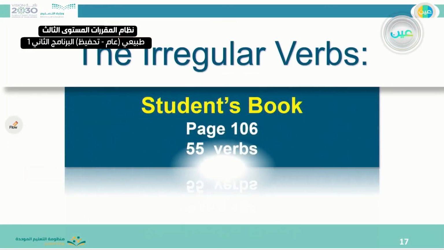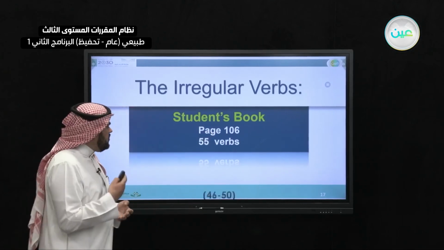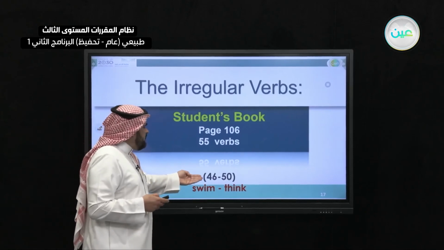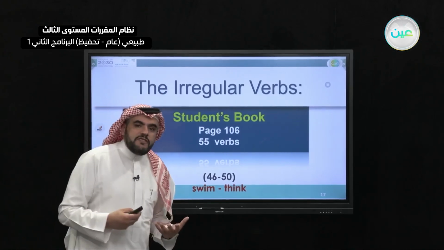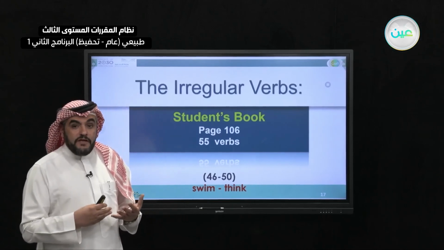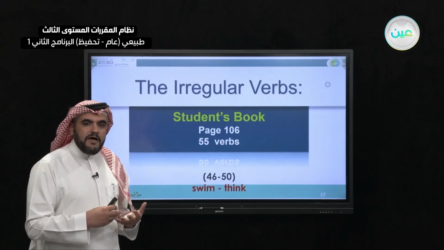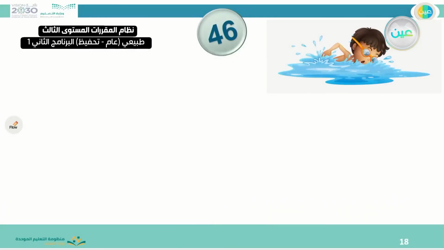And now we move to the last section of today, that is the irregular verbs. Where are the irregular verbs? You can find them in 106. There are 55 verbs. Today we are going to view 5 verbs from swim to think, and we will learn how to use these verbs. We told you that the irregular verbs can be shown in 3 forms: present, past, and past participle. Now we are going to use them in 4 tenses.